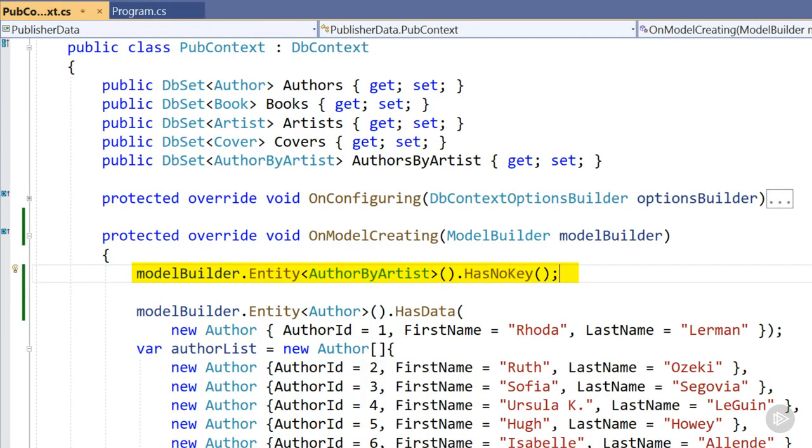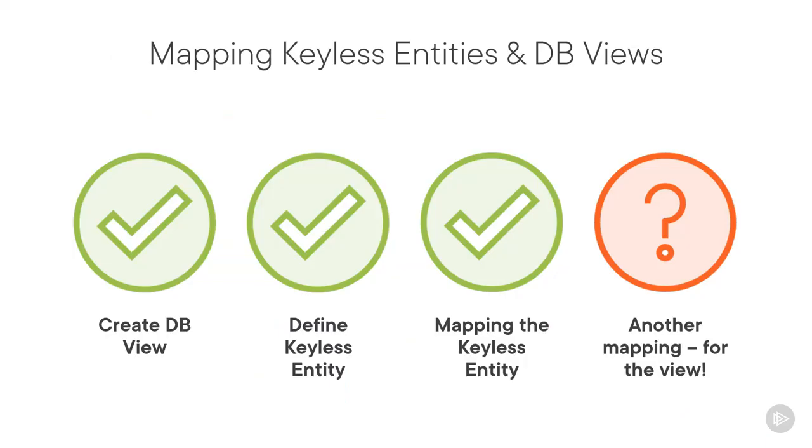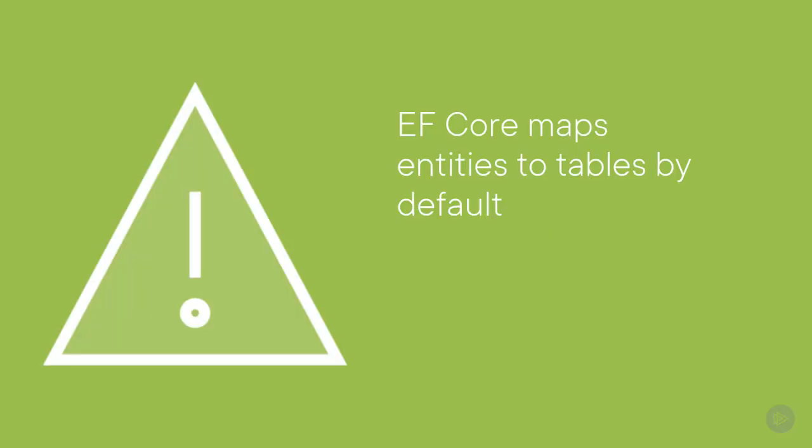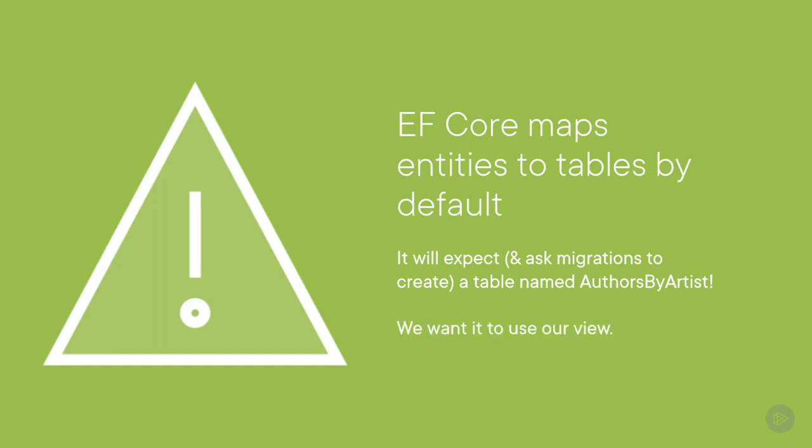In the OnModelCreating method, I've added a new mapping to the model builder for the AuthorByArtist entity using the configuration method HasNoKey. But there's another problem which right now is invisible. By default, EF Core maps all entities to tables, and therefore it's going to expect that there's a table called AuthorsByArtist. And if I created a new migration, it would create logic to create that table for me. I definitely don't need it to happen. I already have my AuthorsByArtist view in the database.